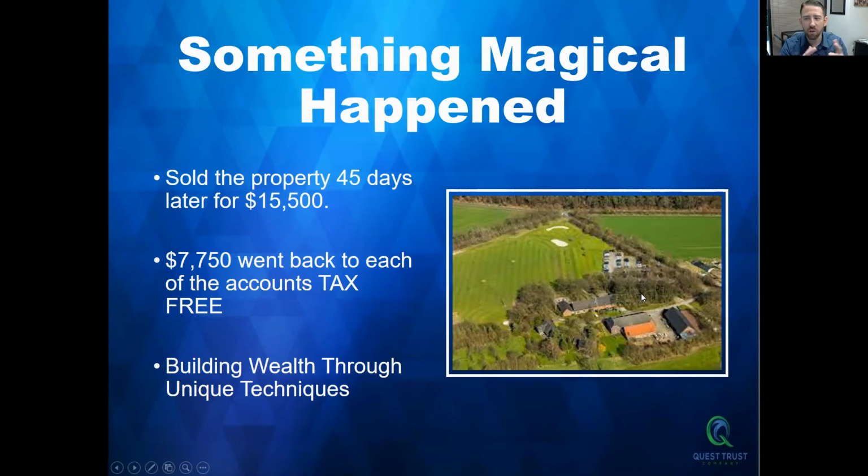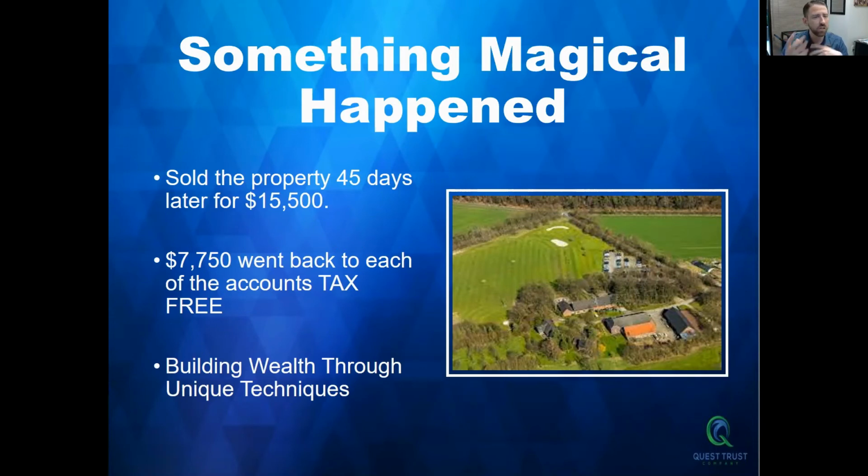Well, the golf course, as soon as they heard that I bought the property, made me an offer. And almost 45 days later, after holding the property, we were able to sell it for $15,500. Now, I want you to understand in this story, neither of us got rich. We didn't turn around and make millions of dollars. I can't retire off this. But the key point is understanding the percentage I invested and the percentage I got back. So when we finally decided to sell this piece of land to the golf course, $7,750 went back to each of our accounts. They didn't just go back to our accounts, though. They went back there tax-free.